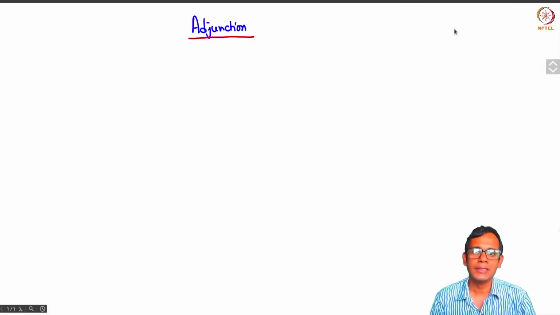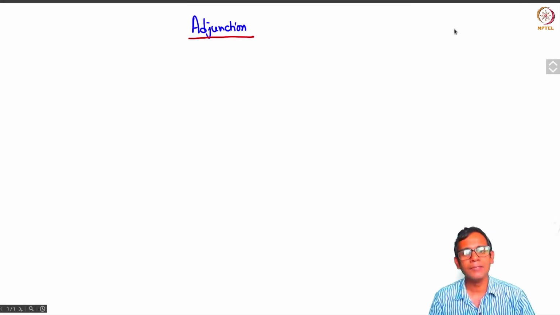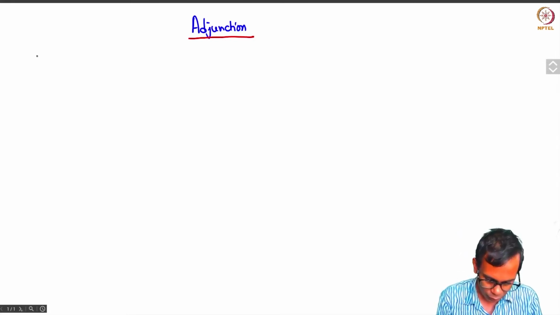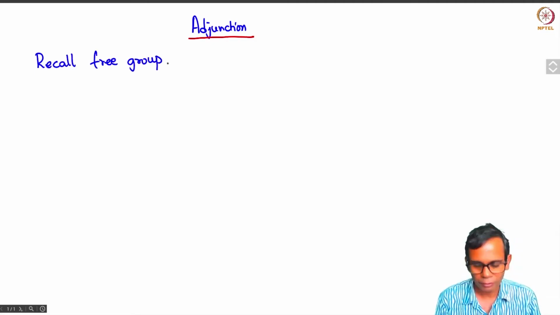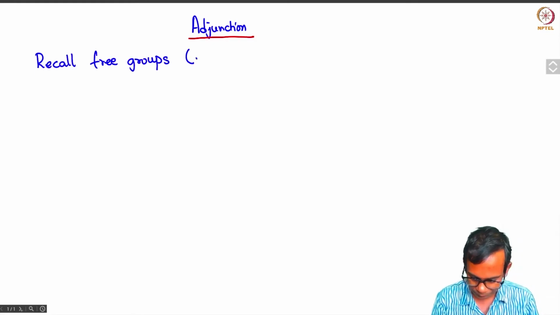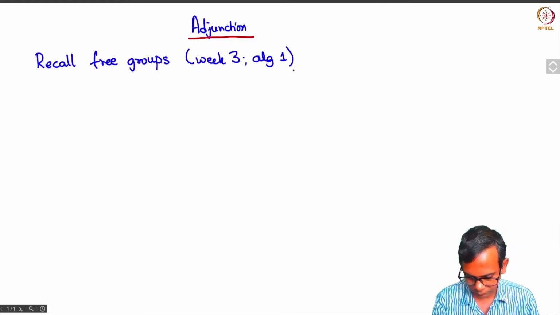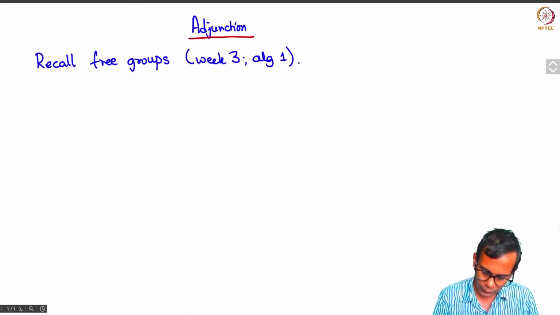In this lecture, we'll study adjunction, which is perhaps the most important construction that comes from category theory. I'll start with an example which seems to have nothing to do with category theory, which is the definition of a free group. So recall free groups. You can look at week 3 of Algebra 1.